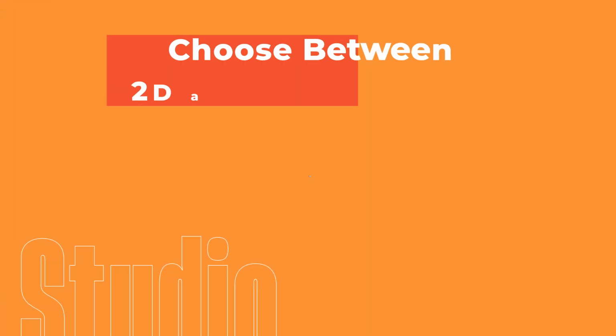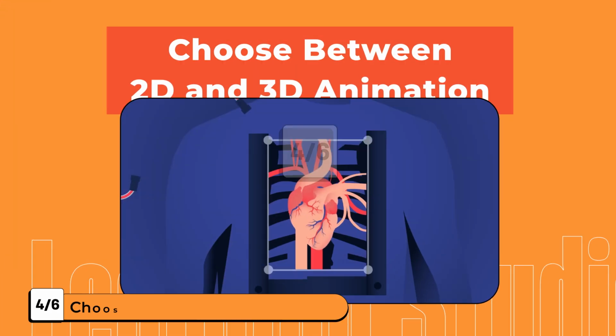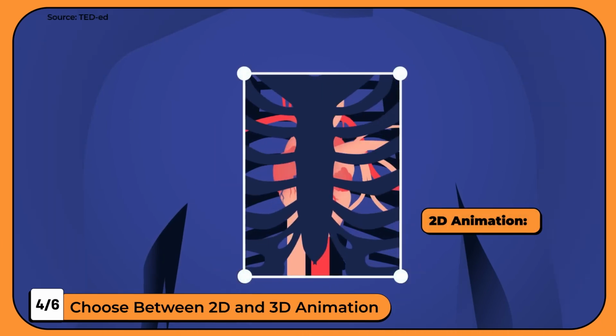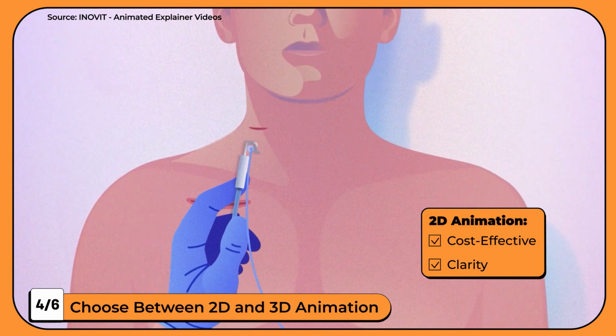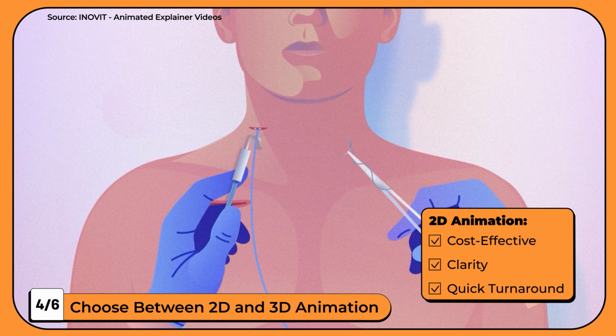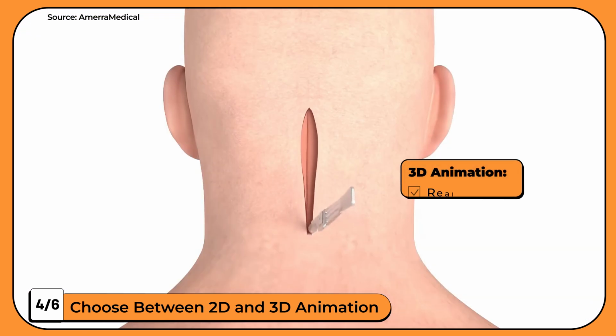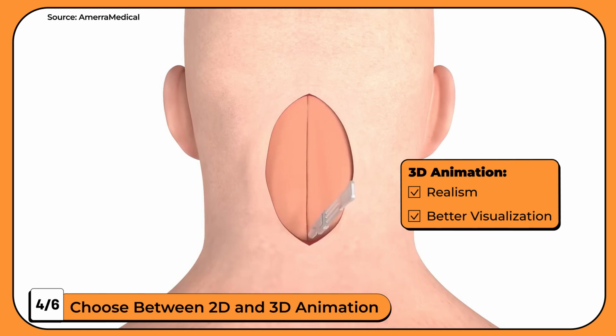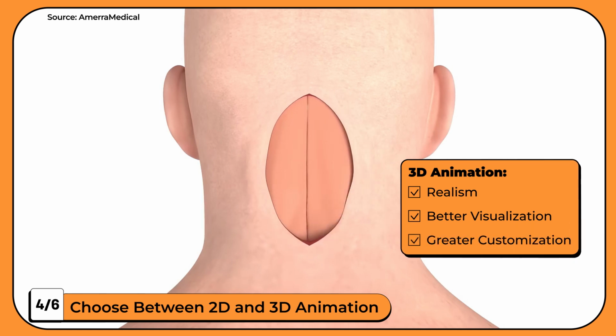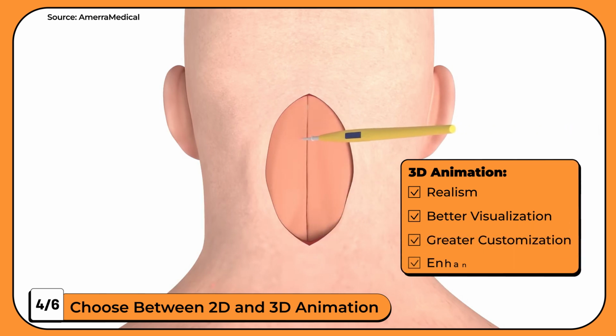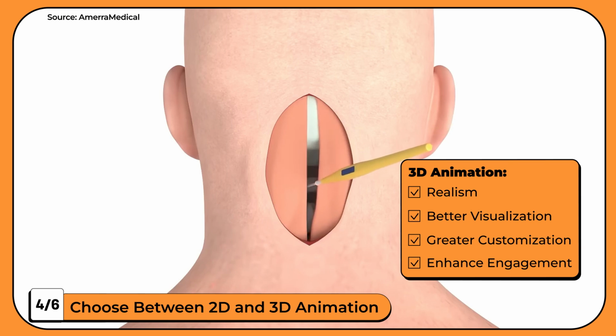Number 4, choose between 2D and 3D animation. With 2D animation, it's cost-effective and quick to produce. Best for simplifying complex topics for broad audiences. 3D animation is highly realistic and detailed. It's ideal for demonstrating precise surgical steps in anatomy. It's also engaging and immersive, perfect for medical training or device visualization.